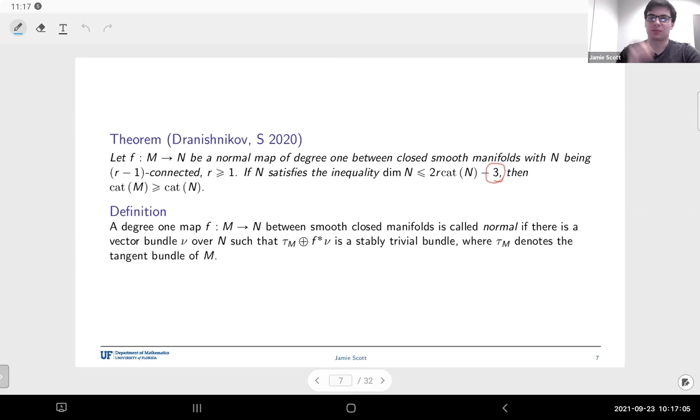Is, for example, the map from a connected sum that collapses a factor, is that normal? Could you deduce? Yes. Not necessarily, I think. I know there are examples of non-normal maps. No. Collapsing is not normal, if say one of the summands is non-spin, say these examples like CP 4.